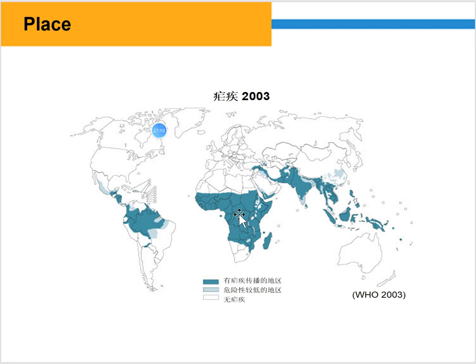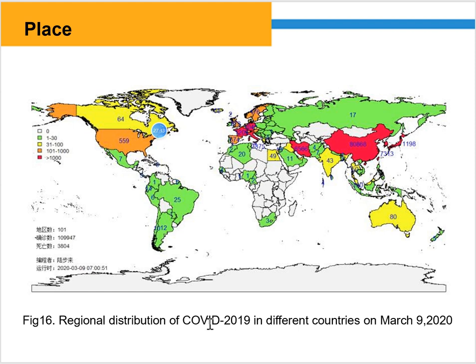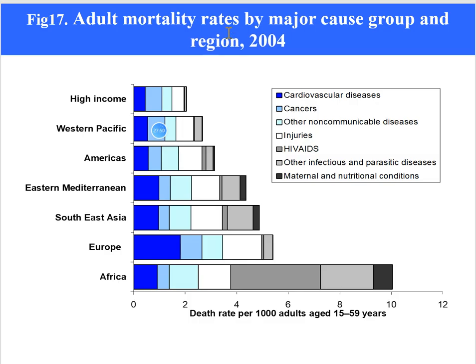This is the regional distribution of malaria in 2003. This is the distribution of cholera in different countries during 2002 and 2003. Figure 16 is the regional distribution of coronavirus disease 2019 in different countries on March 9, 2020. Figure 17 is adult mortality rates by major cause group and region in 2004.